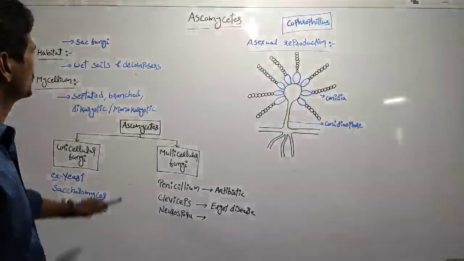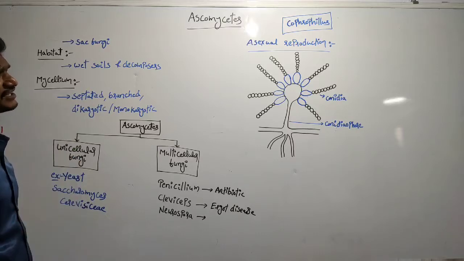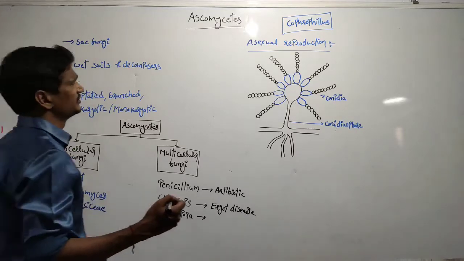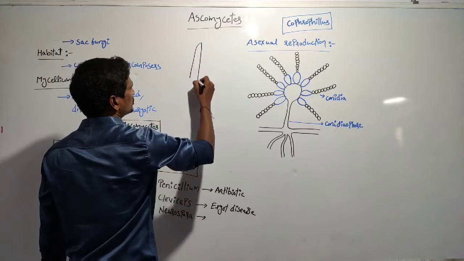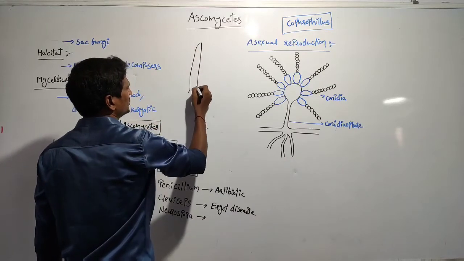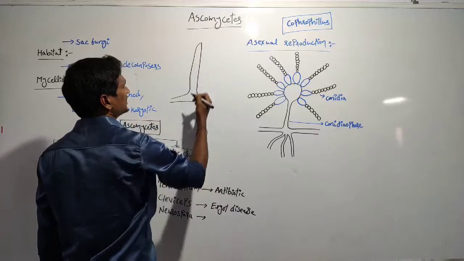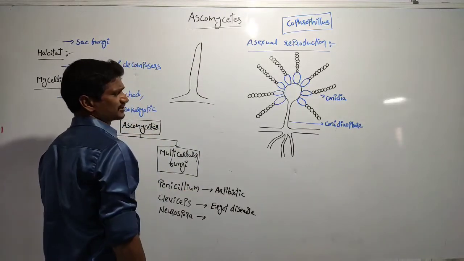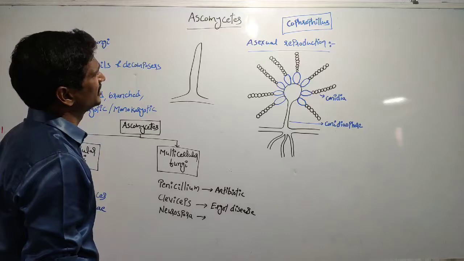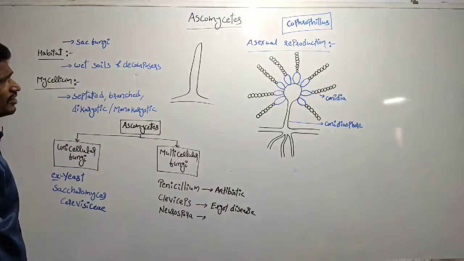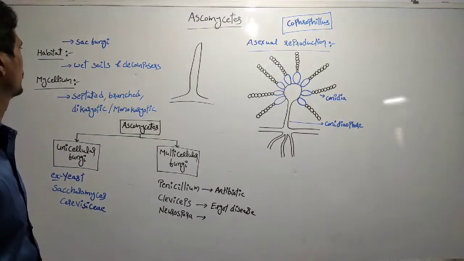Here ascomycetes is called sac fungi. Why? Very simple answer: in ascomycetes, the sexual reproductive organs form sac-like structures. That's the reason why the ascomycetes is called sac fungi.